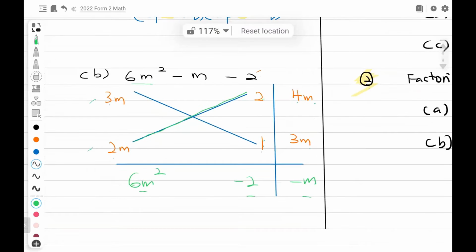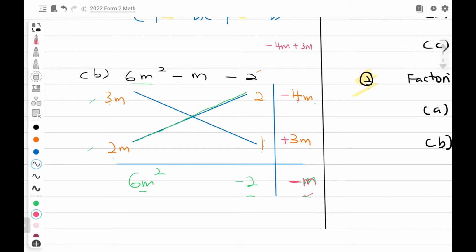Now we insert the symbol, positive or negative. Which one has to be positive? Which one has to be negative? So that at the end, you get back negative m. Since this is negative, the bigger number must be negative. Insert the negative sign, and this one becomes positive. Then we read again: negative 4m plus 3m. Then it comes back to negative 1m.